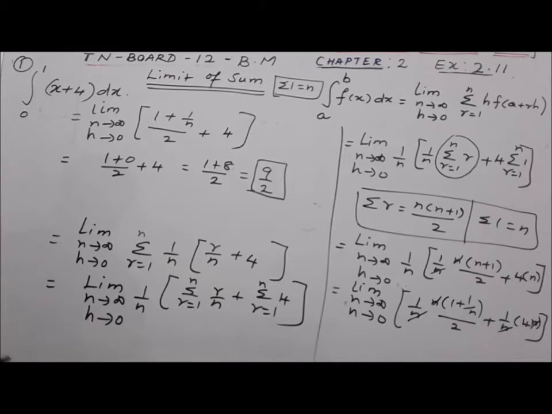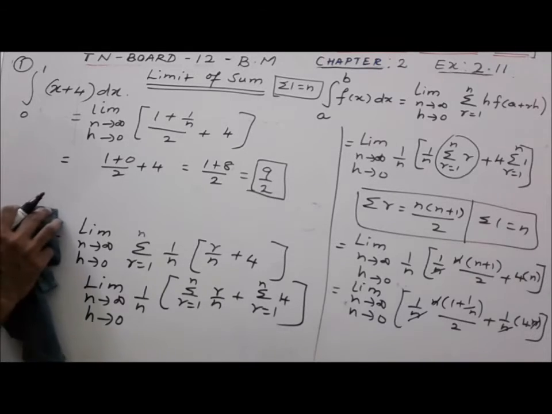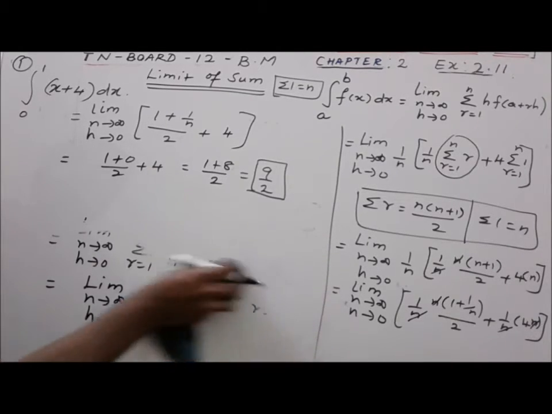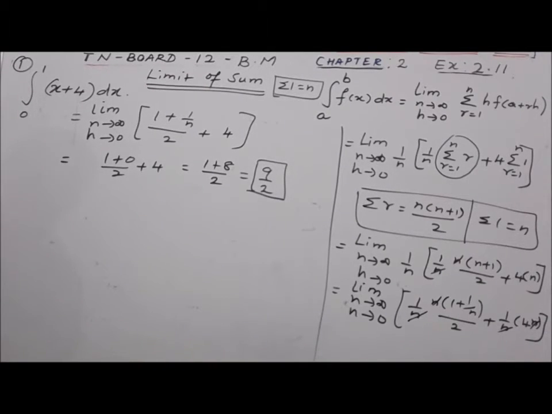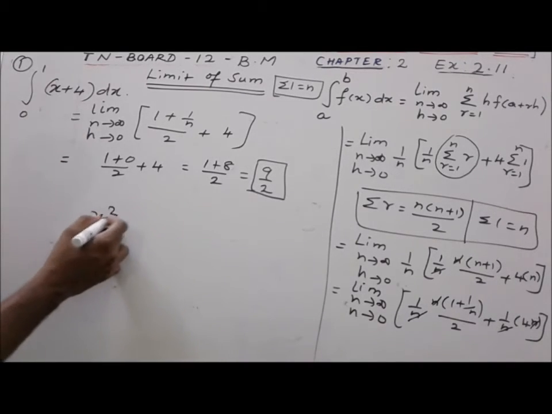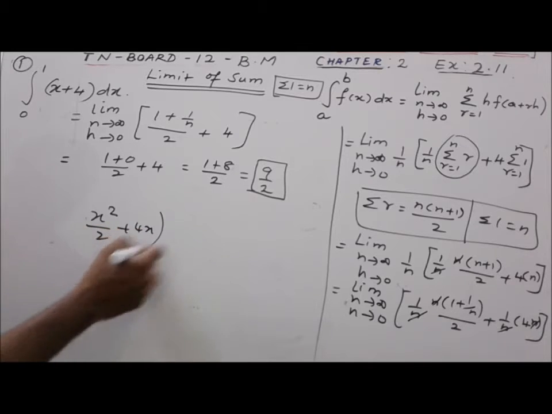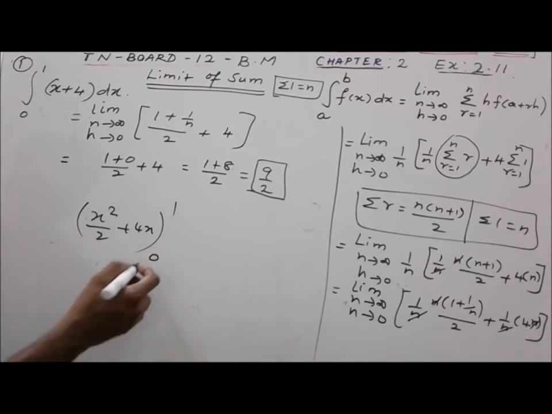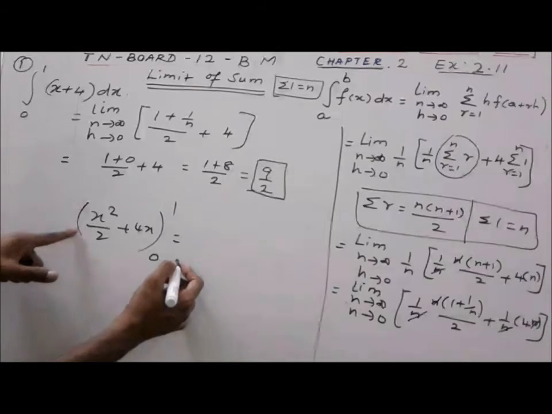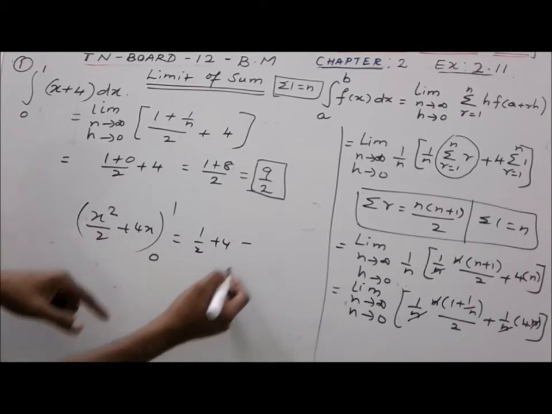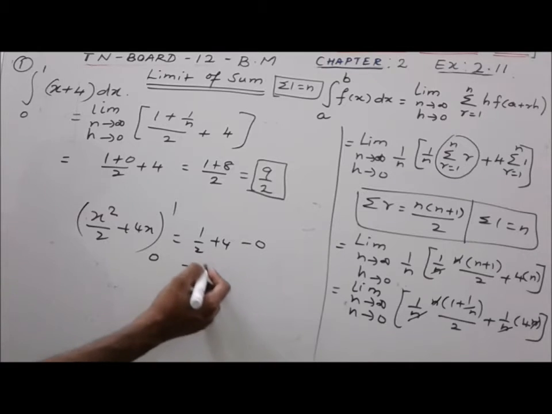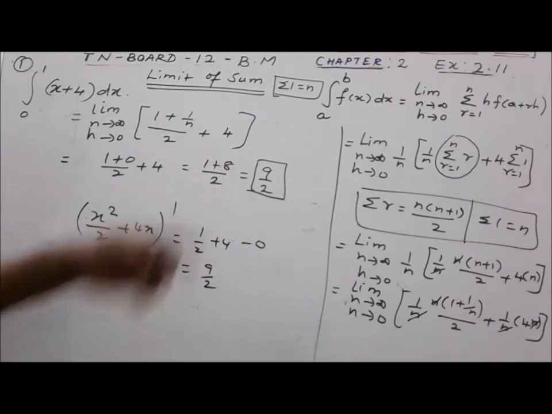Simple thing, just substituting and simplifying, that's all. We can verify your answer by doing the usual way, that is by integrating here. Integral of x plus 4 means x square by 2 plus 4x, substituting the upper and lower values 1, 0. Here substituting 1, we get 1 by 2 plus 4, and minus substituting lower limit 0. Simplify this, we will get 9 by 2. So our answer is correct.